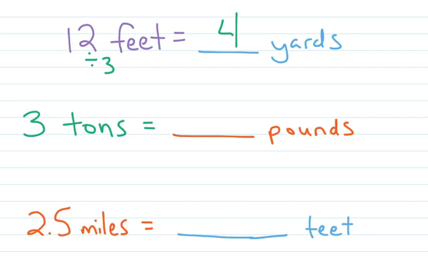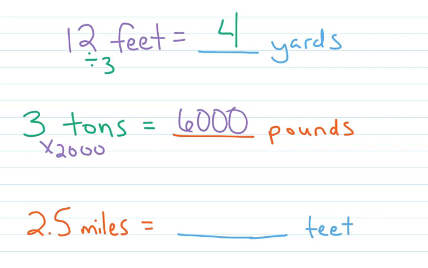With tons to pounds, tons are larger than pounds, so to get a larger number on the other side, you're going to have to multiply by the magic number of 2,000, because there's 2,000 pounds in 1 ton. So 3 tons is going to be 6,000 pounds.